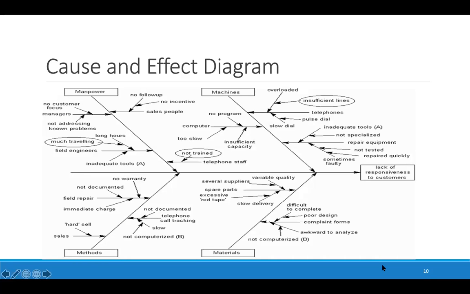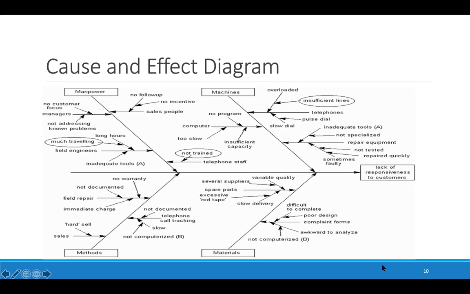Well, we start putting together, every time somebody calls my company, what do they go through? From a materials perspective, we're not computerized. We have awkward complaint forms. We have poor design for our product, or our customer service is poorly designed because people drop off the calls. There are several suppliers that we work with. We have variable quality on the products that they buy. And if we could nail it down to one supplier, it'd be even better and cheaper for us. Excessive red tape makes it difficult for them to fix something on their own.